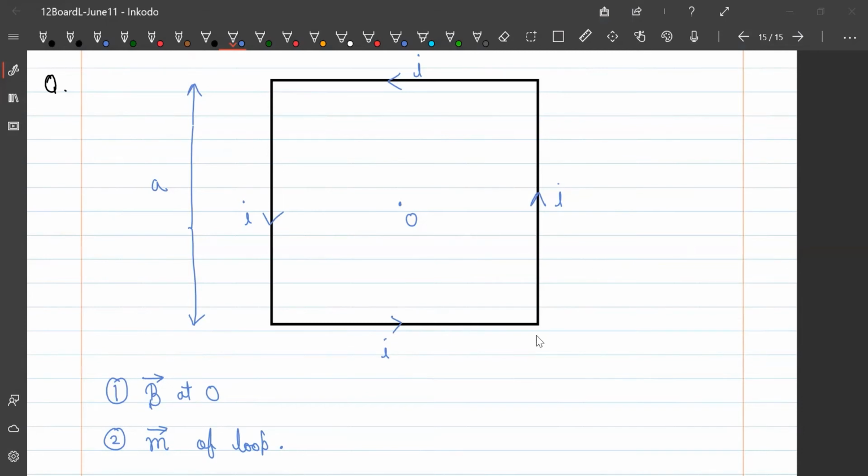Mehul, tell me the answer with the value of magnetic field. Sir, I got root 2 mu naught I.